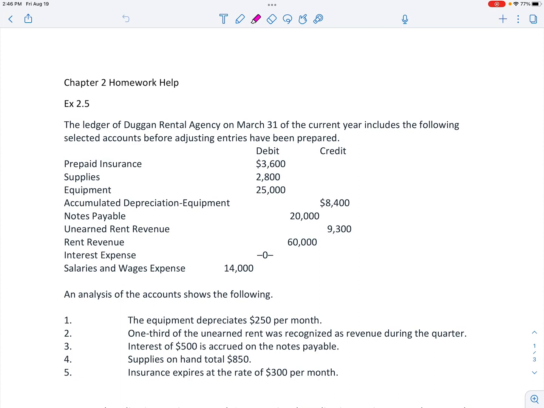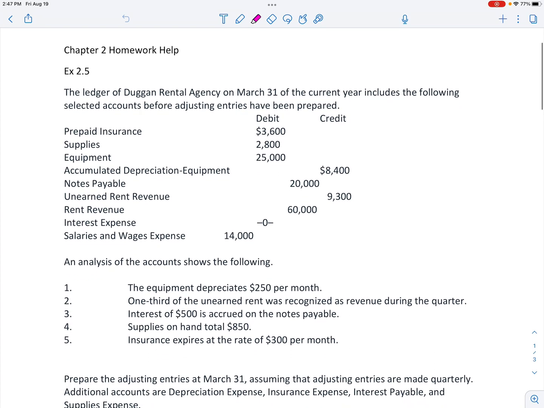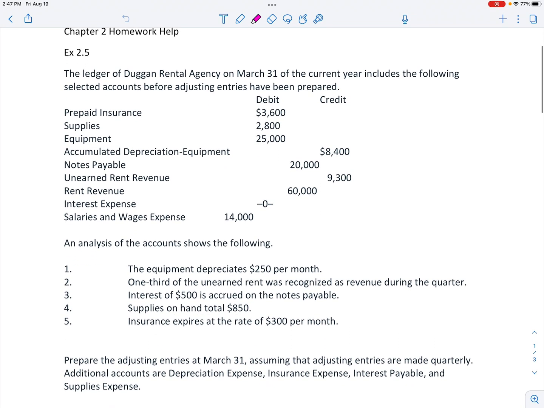So when we need to make our adjusting entries, typically they're going to give us some additional information to work with. They give us these 5 things. These are your 5 adjusting entries that you need to do. We're going to take them one by one and show you that journal entry.